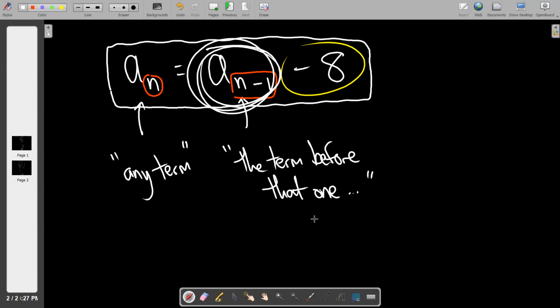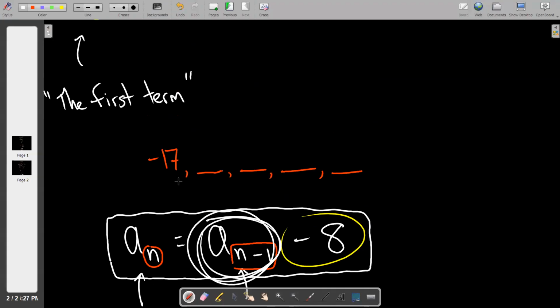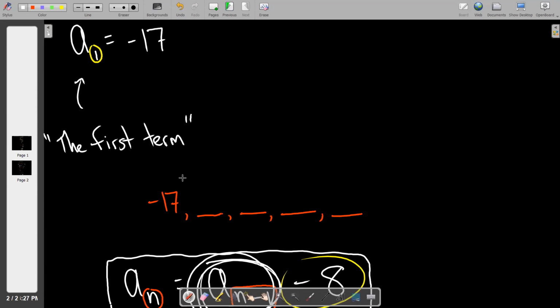Got it? So if you and I were to continue on, let's keep writing the terms of this sequence. What is the next number in the sequence? It's just literally following orders. The sequence says go down by 8. Go down by 8 more. Go down by 8 again. Keep going. Go down by 8 again.